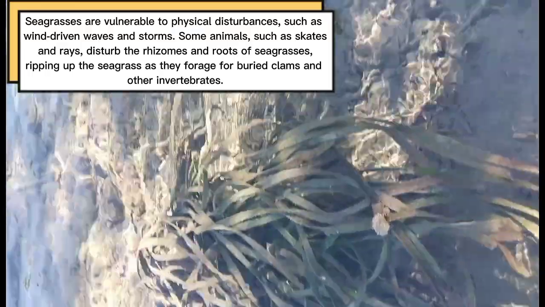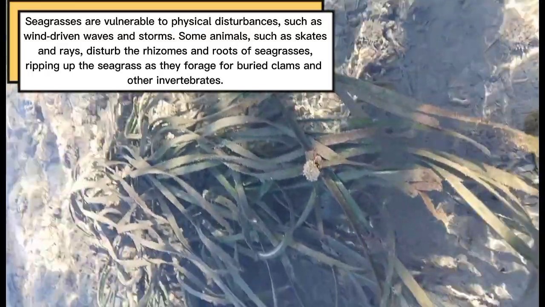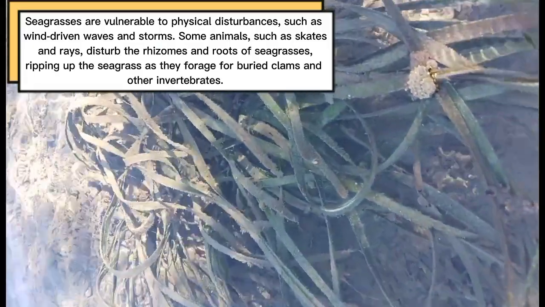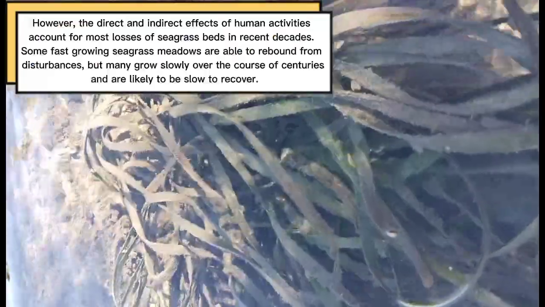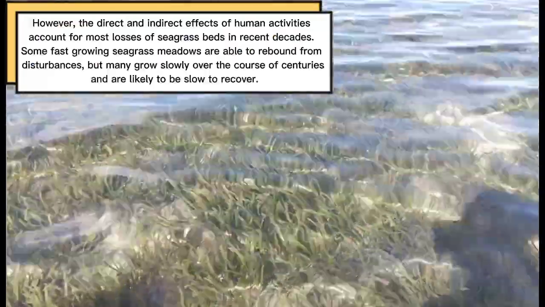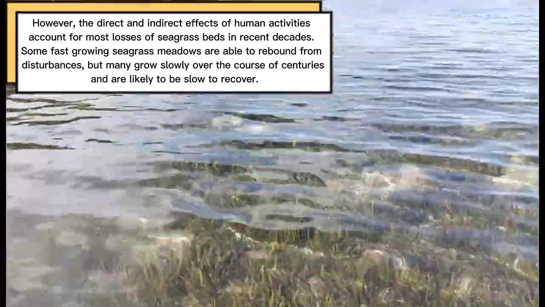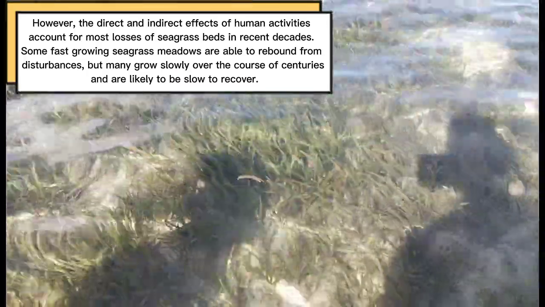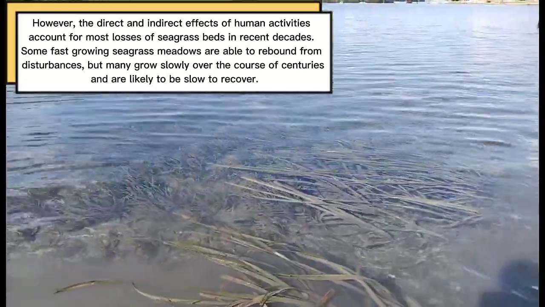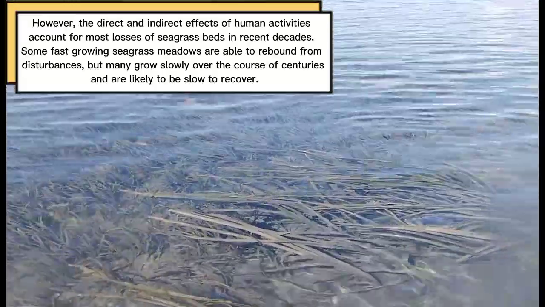Some animals, such as skates and rays, disturb the rhizomes and roots of seagrasses, ripping up the seagrass as they forage for buried clams and other invertebrates. However, the direct and indirect effects of human activities account for most losses of seagrass beds in recent decades. Some fast-growing seagrass meadows are able to rebound from disturbances, but many grow slowly over the course of centuries and are likely to be slow to recover.